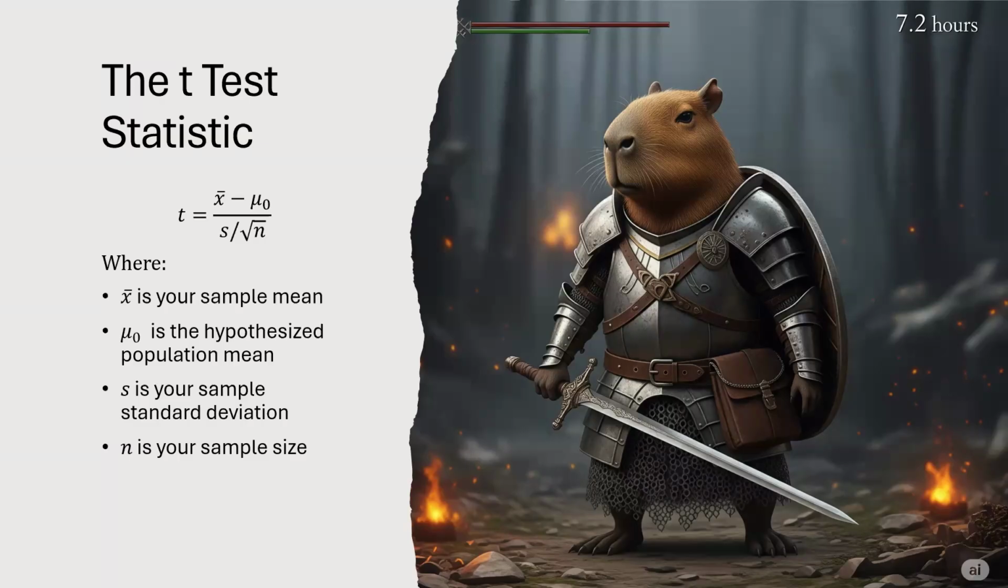Let's say you claim the average time students spend on Dark Souls each week is 6 hours. You take a sample of 15 players and find a mean of 7.2 hours with a sample standard deviation of 1.8. Plug those values in to compute your t-score and evaluate the claim.